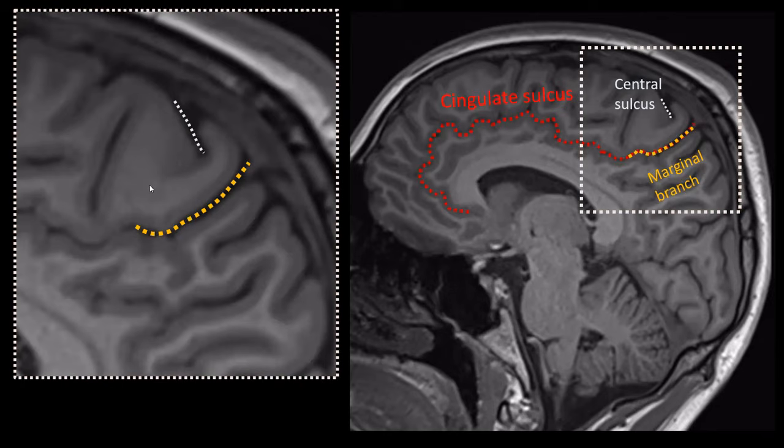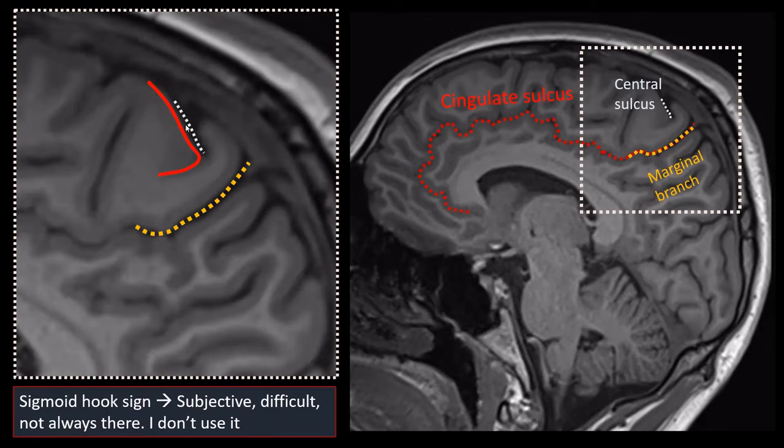This is the so-called sigmoid sign, or sigmoid hook sign, or hook sign, or whatever. It's basically or should be a correlate for the hand knob in the sagittal plane. So the precentral component of the paracentral lobule often has somewhat of a hook on its back, which is supposed, well, that's not really the paracentral lobule then. This is then the precentral gyrus, this is the postcentral, and this hook is supposed to represent the hand knob. Well, I don't find it very useful. I find it very difficult. It's very subjective, so don't use it.